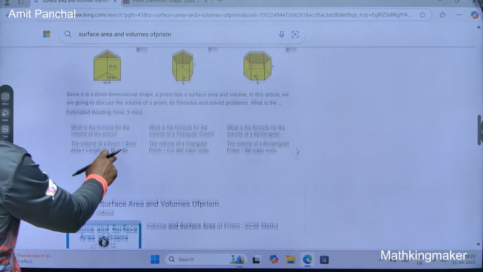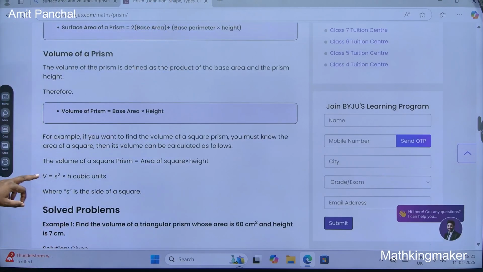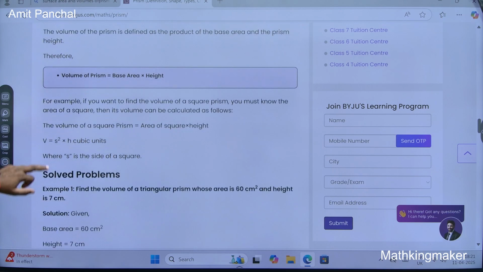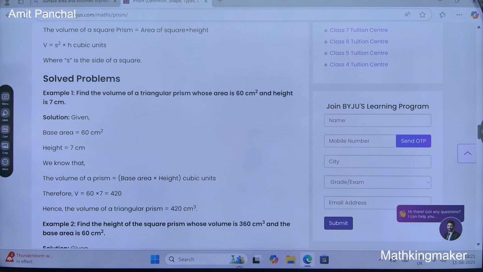Okay, now we'll see some questions over there. Find the volume of a triangular prism whose base area is 60 centimeters square and height is 7 centimeters. Yes, 60 times 7, that is very simple. 420.